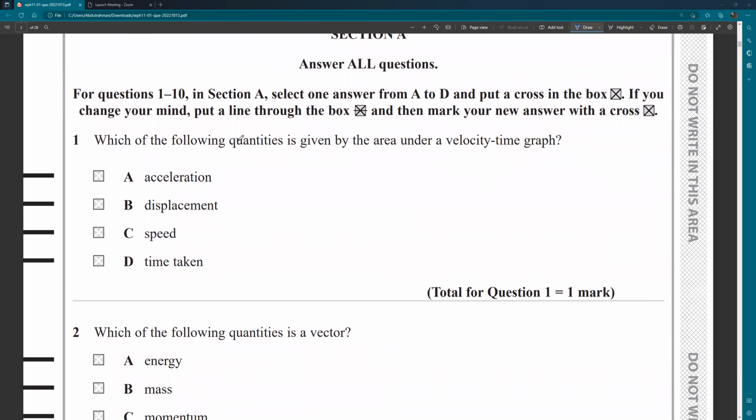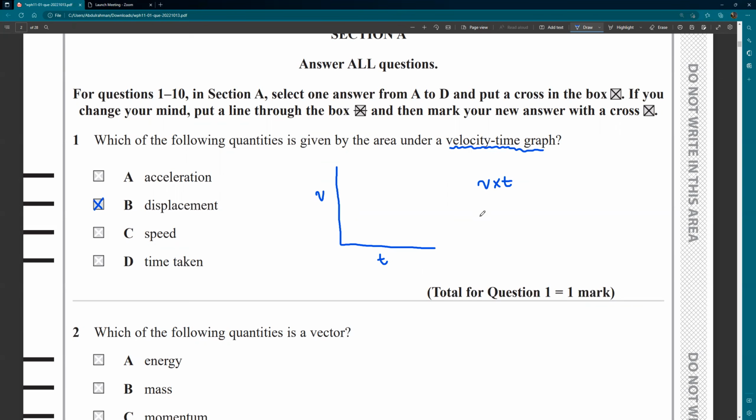Okay, question 1, which of the following is given by the area under a velocity time graph? Well, technically you should have memorized that this is just the displacement. But generally speaking, the area under any graph is going to be whatever's in the y-axis multiplied by whatever is in the x-axis. For a velocity time graph, it's going to be velocity multiplied by time.